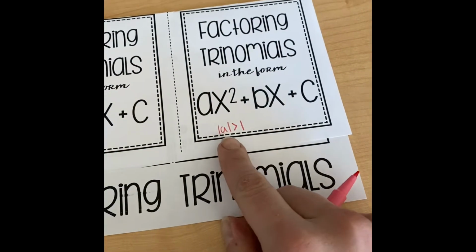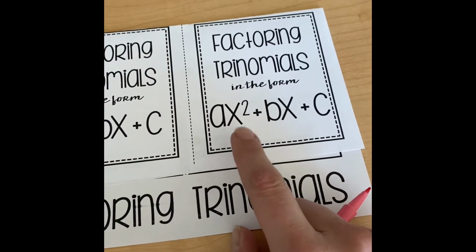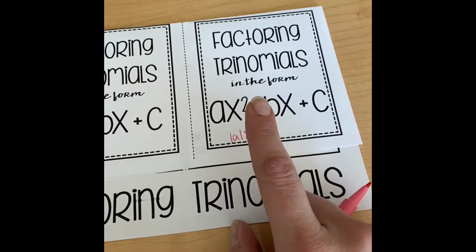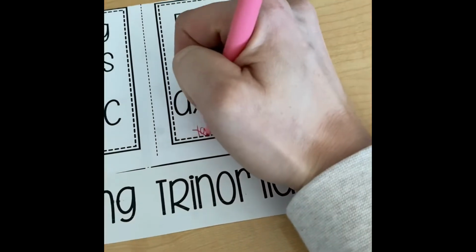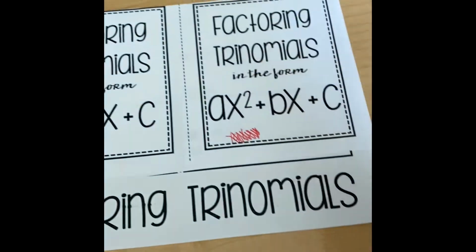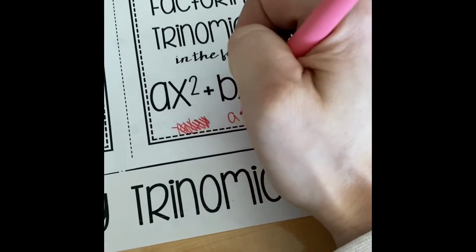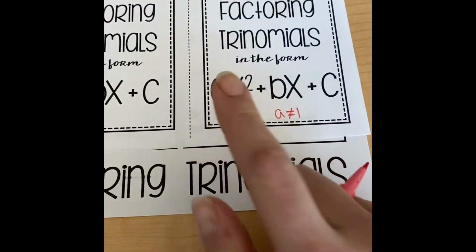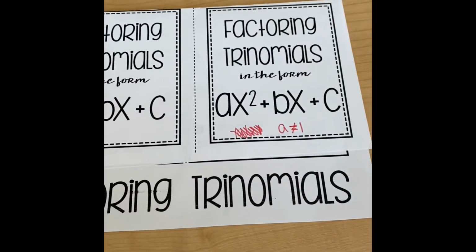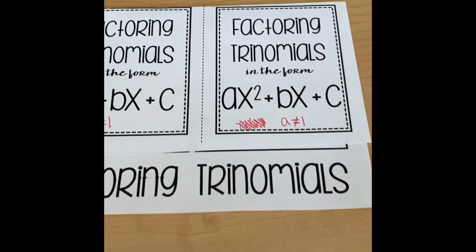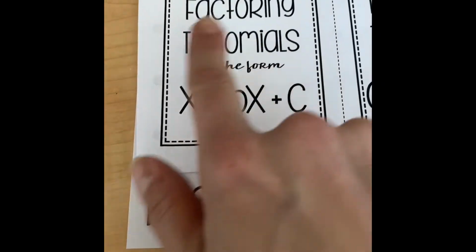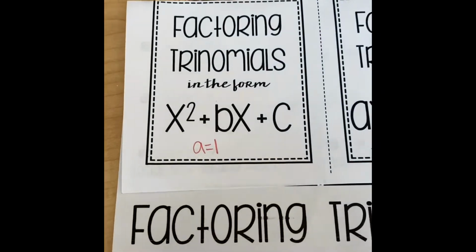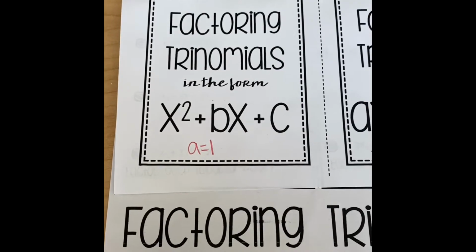So even if it's -1... or hold on, we're talking about when a is not equal to 1. So any time that we'll have something in front of the x, whether it's a negative number or a fraction or a whole number, that's gonna be totally different. Today we're just focusing on this one where all of our trinomials are gonna have a is equal to 1.